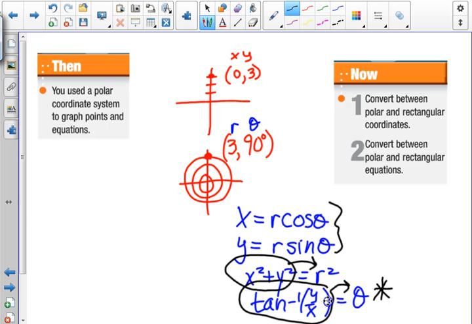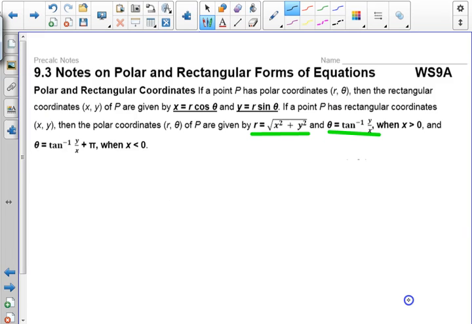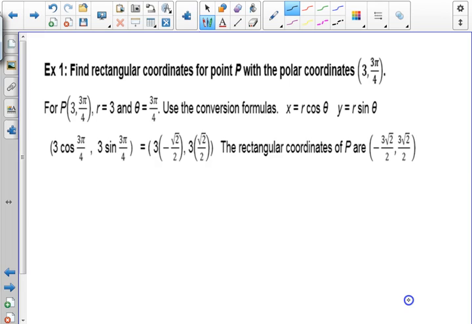The other thing is they painfully ask us sometimes, when we're finding r and theta, remember how in the r theta system there's more than one name for a point? They ask us to find more than one name. Okay? So here we go. The first part is not complicated at all. All this is in your notes. The first one says, given this, find the rectangular.